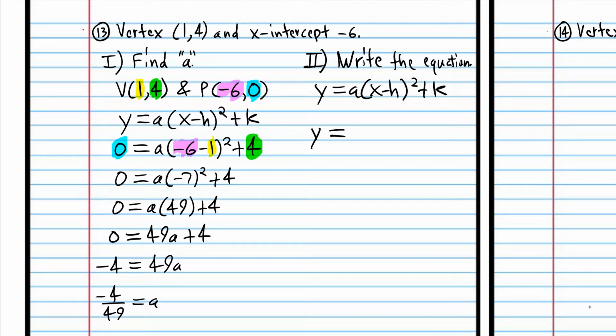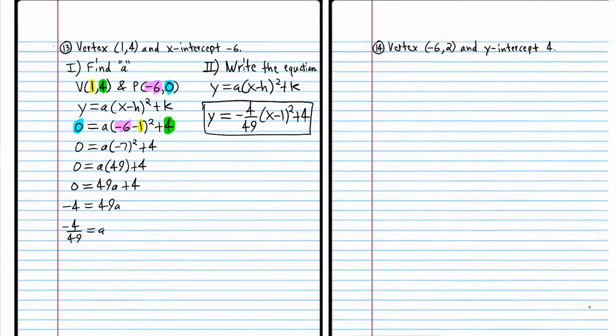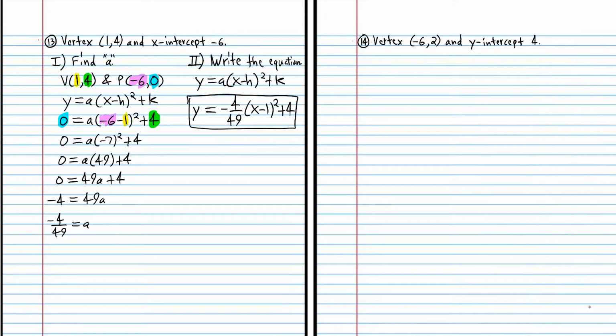So we found that a is -4/49. And the h is 1, that's the x value of the vertex, and k is 4, the y value of the vertex. So there you go. So as you can see, it's not too bad there.